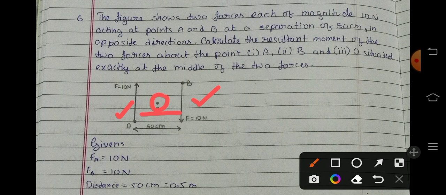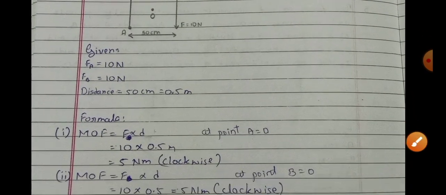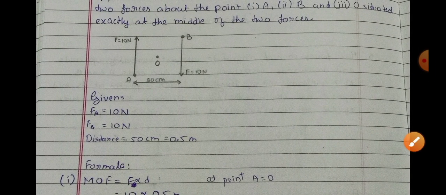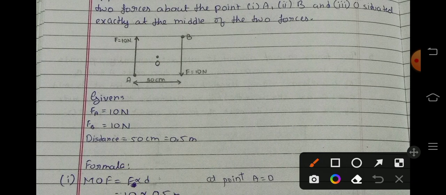First you need to convert this 50 centimeter to meter, that you will get 0.5 meter. So the force at point A is 10 Newton, and the force at point B is 10 Newton. Next, now listen carefully. If the force is applied directly on point A, then the net moment will become 0, and for force B there will be a distance, that is 0.5 meter.